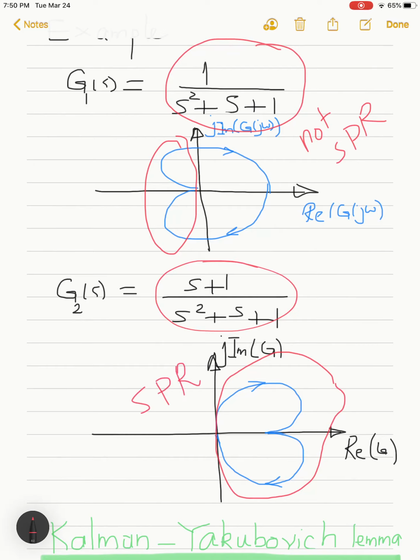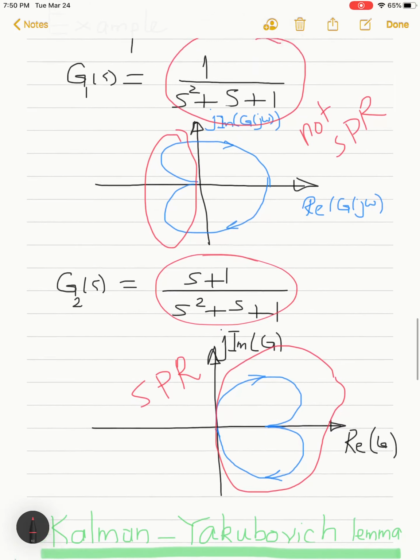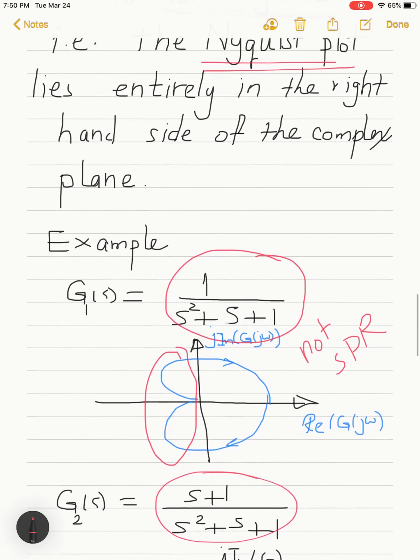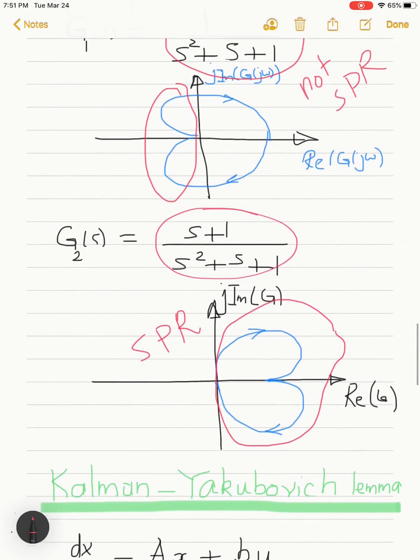system. Actually, in SPR systems, the relative degree, which is the difference between the degree of the denominator and the numerator, should be either 1 or 0. This is specific for SPR. So if you find a transfer function like the first one here with a relative degree 2, because the degree of the denominator is 2 and the degree of the numerator is 0, then you can say just by inspection that this is not an SPR system.